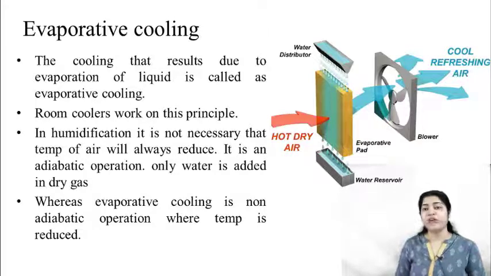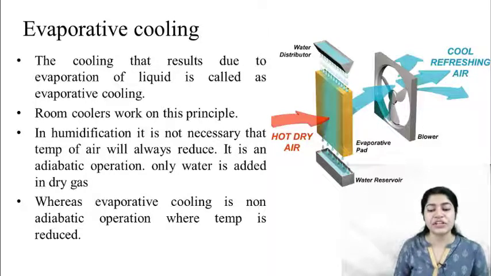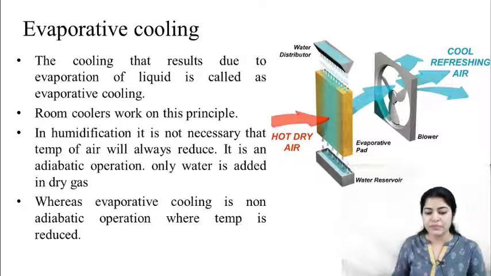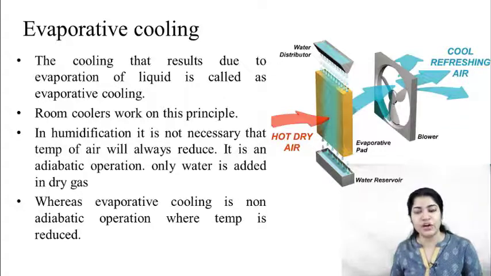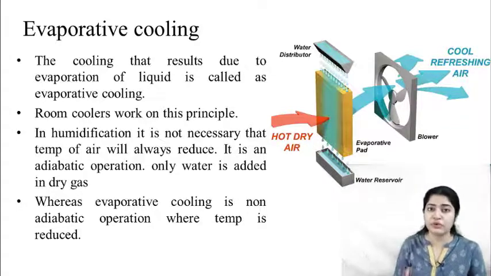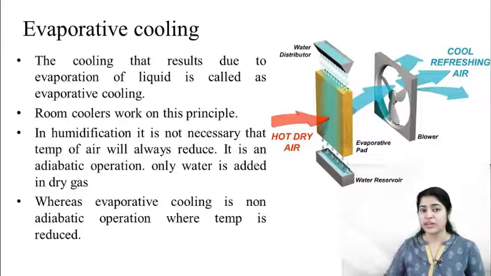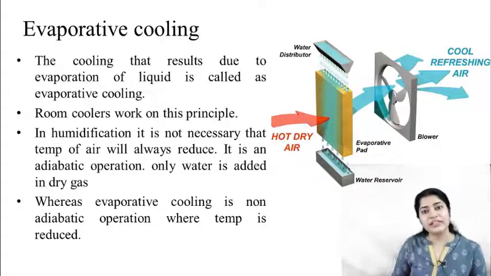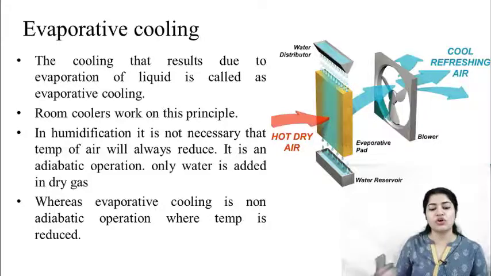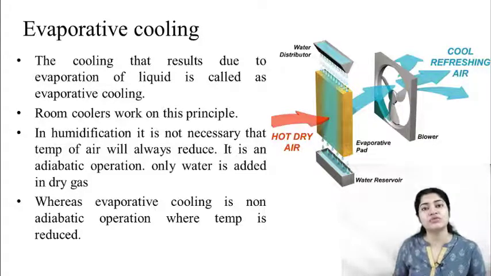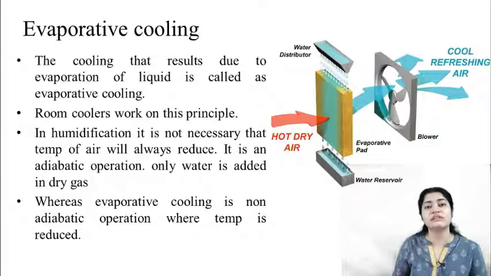Now note down the difference here: in humidification, it is not necessary that the temperature of air will always reduce. It is an adiabatic operation and only water is added into your dry gas. The temperature decrease of air is not necessary. Whereas in evaporative cooling, it is a non-adiabatic operation and the temperature also reduces. So your air coolers work on that principle.